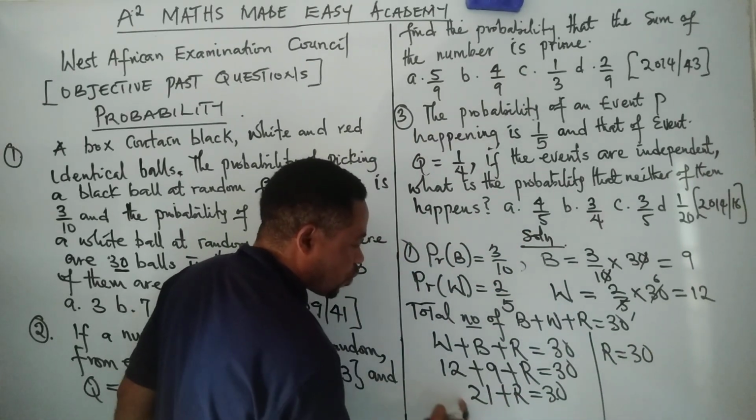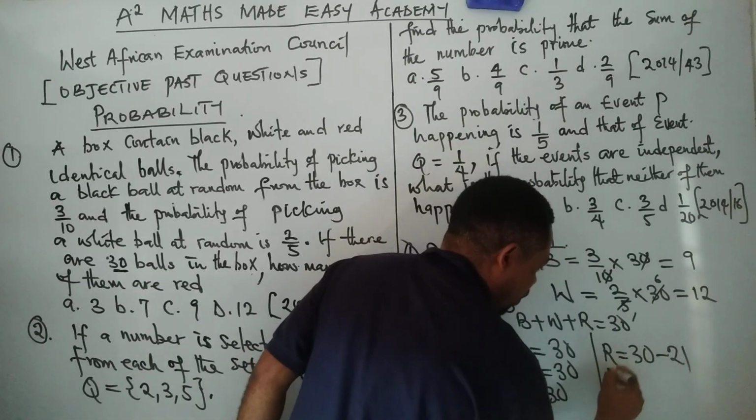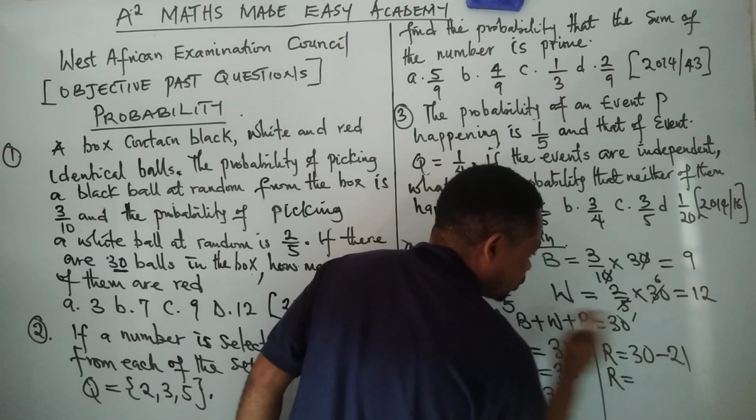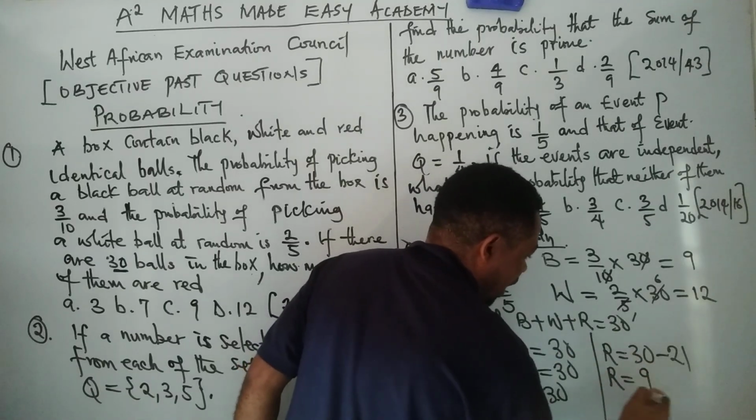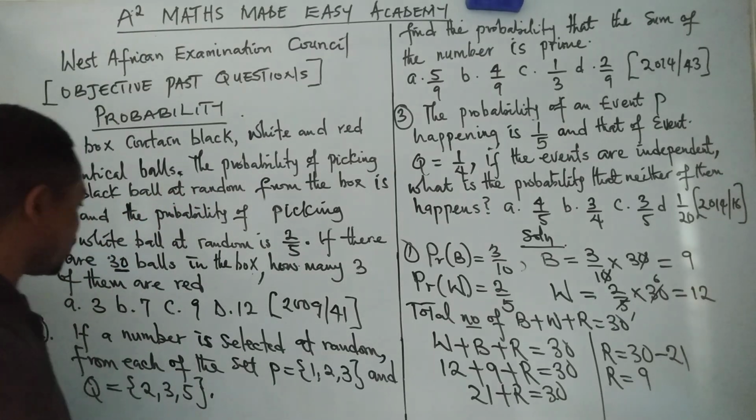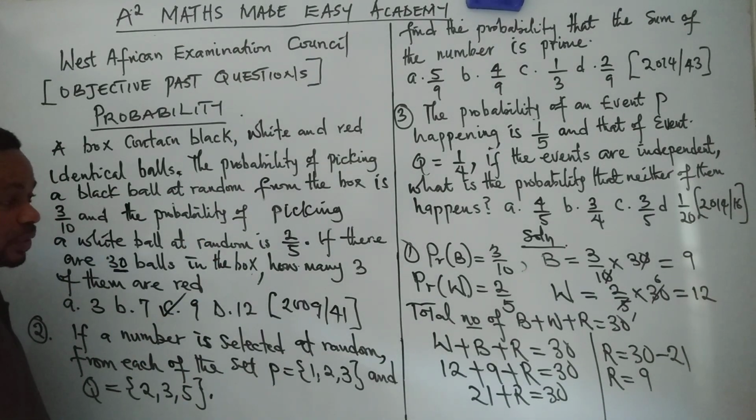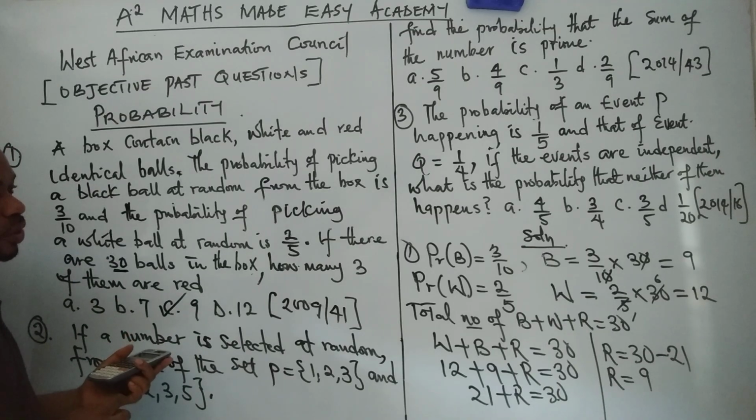Then my 21 will move over to the right. It becomes minus 21. Then the summary now, R is 30 minus 21 will give us what? 9. So how many red boards do we have? 9. Do you have 9 in the options? Let's check. Wow. So the correct answer is option C. Am I communicating? That is all for question number 1.